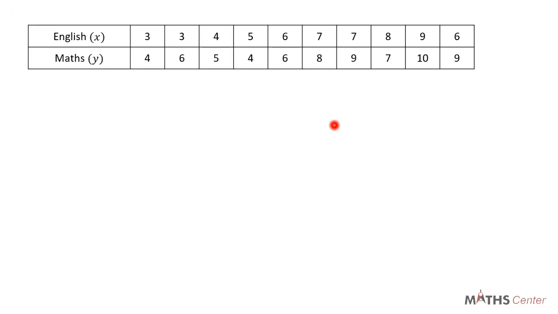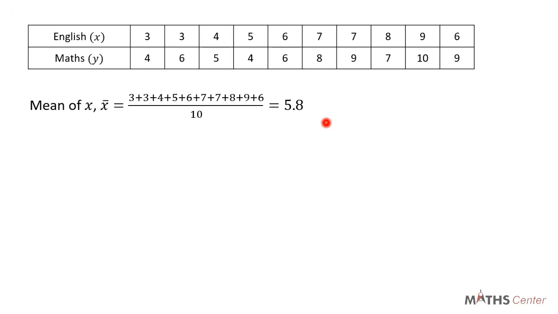So let's begin with x mean and y mean. X mean is the mean of all the x values. The x values are 10 in number. So we add all of them together and then we divide it by 10. So we have 3 plus 3 plus 4 plus 5 plus 6 plus 7 plus 7 plus 8 plus 9 plus 6. And then you divide that by 10 and that gives us 5.8. So x mean is 5.8.